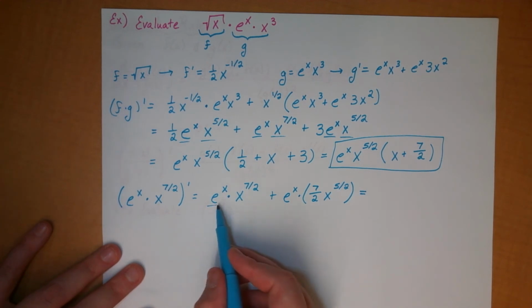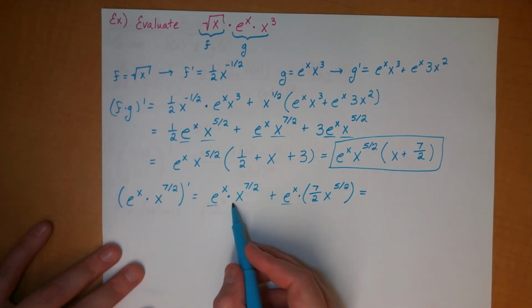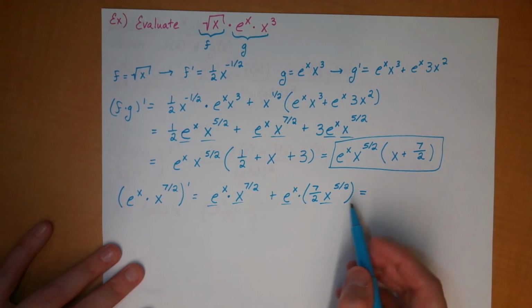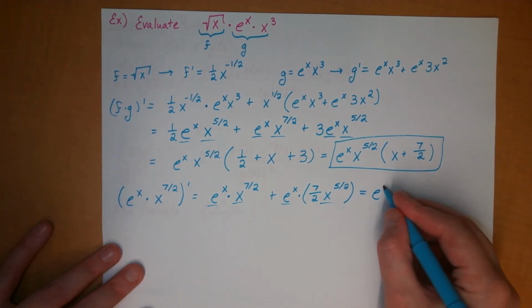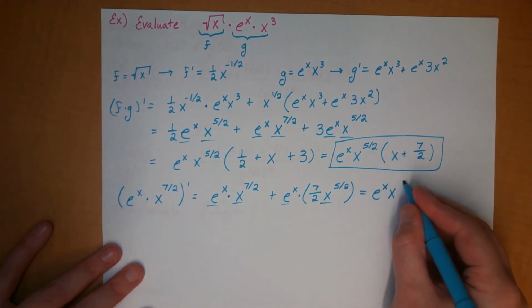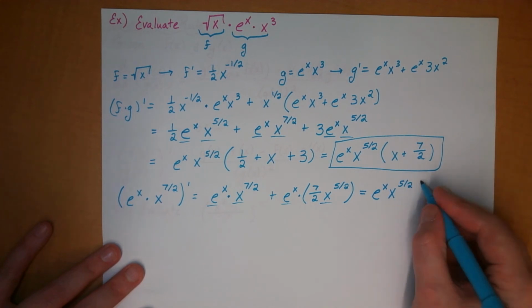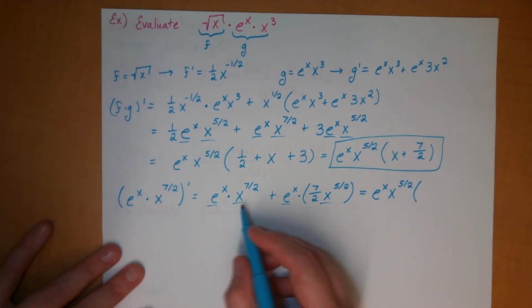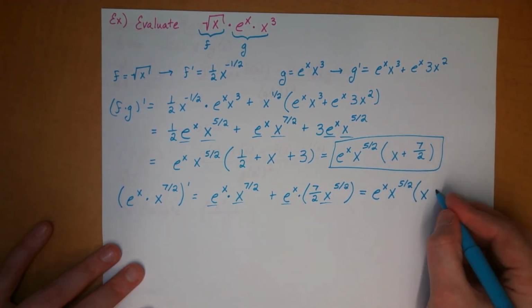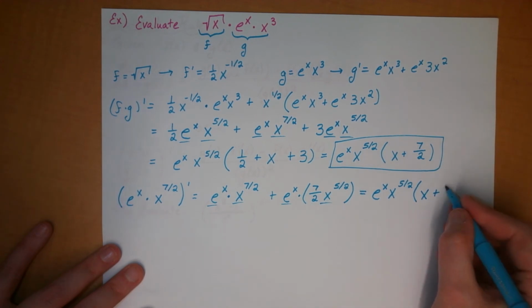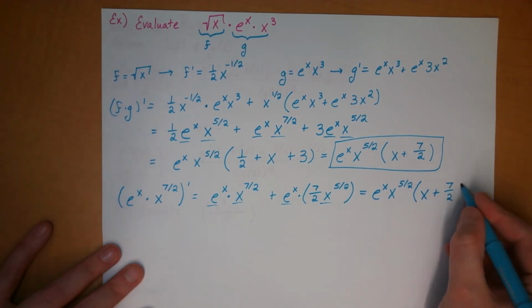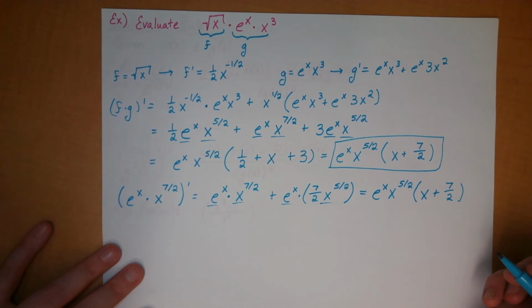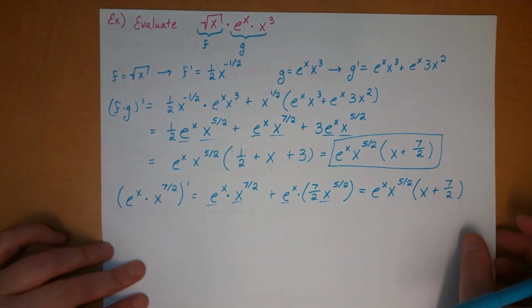Again, I have an e to the x in both of these terms, and I have an x to the 5/2, so if I pull those out, I'm going to be left with an x here, and here I will have 7/2 left over. Great, so that's it for the product rule.